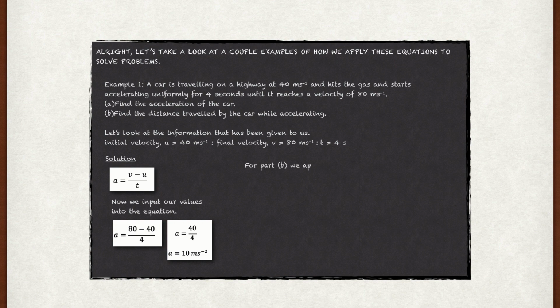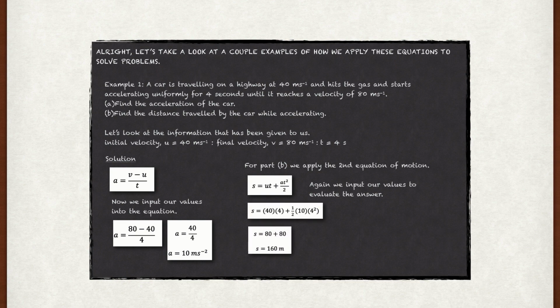So for part B, we apply the second equation of motion because we're finding distance. So s is equal to ut plus at squared over 2. Again, we have all the information necessary to use this formula because we have u from the question, we have t from the question, and we just found a. So we plug our values into our equation and evaluate to give us s is equal to 40 times 4 plus half times 10 times 4 squared. That gives us s is equal to 80 plus 80, and finally s is equal to 160 meters. All right, on to our final question.